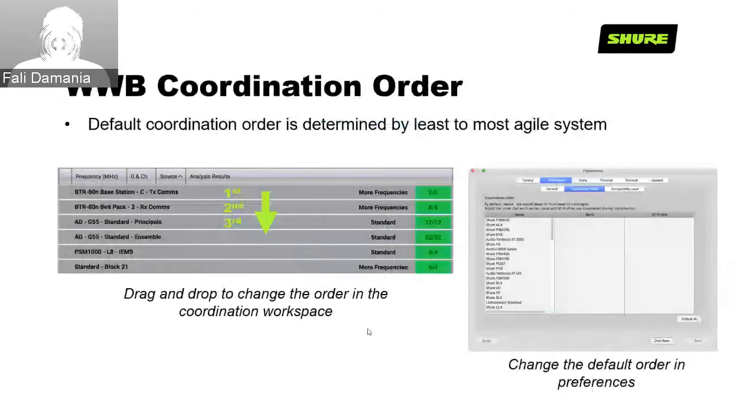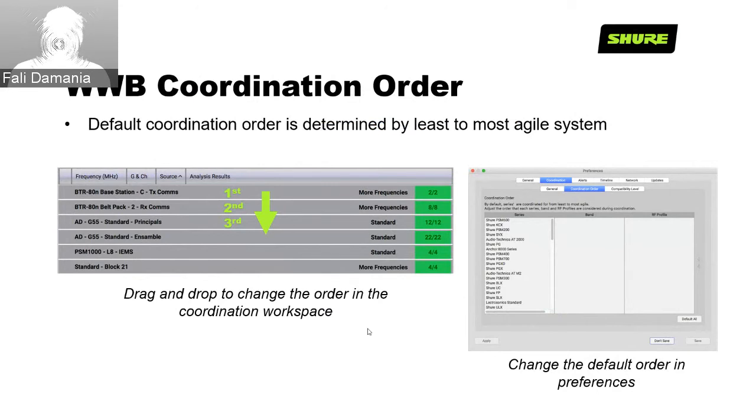Frequency coordination order is a very important page, and it's quite often overlooked. And you'll notice, for any of you playing with the software at home, that if you add inventory to your inventory tab, and then you pull all that equipment into the frequency coordination tab, the order is different. There is a very significant reason why it is different, and that's because all the devices which are at the top are devices which the software finds harder to get frequencies for.